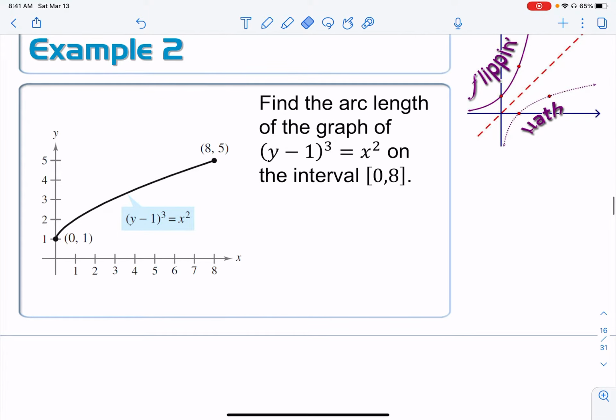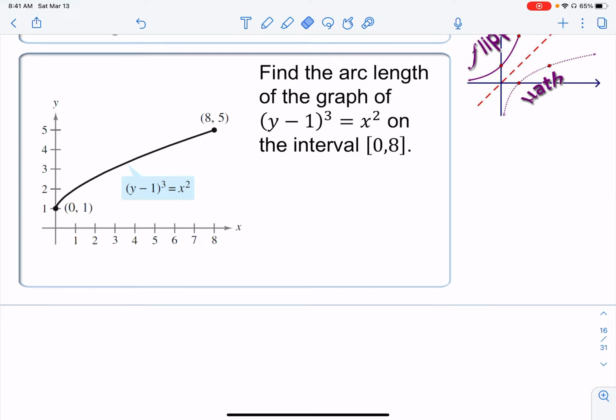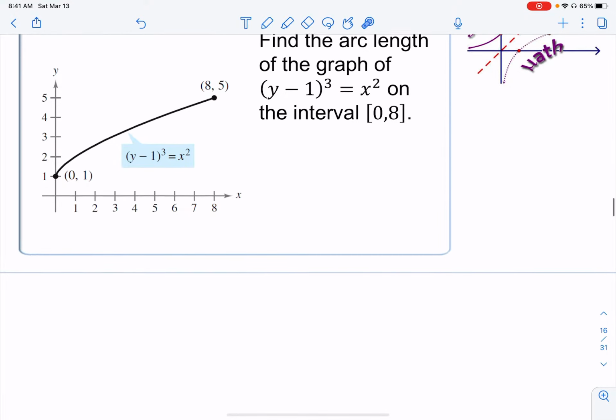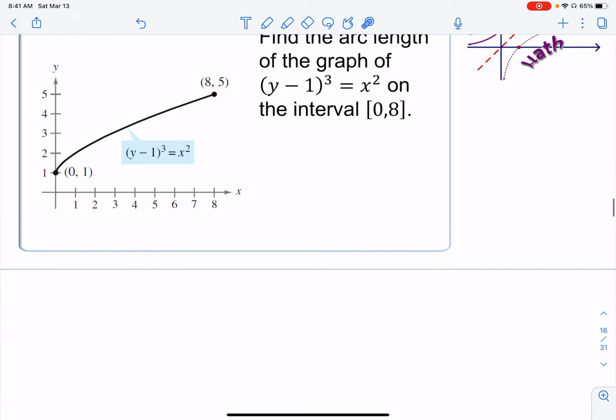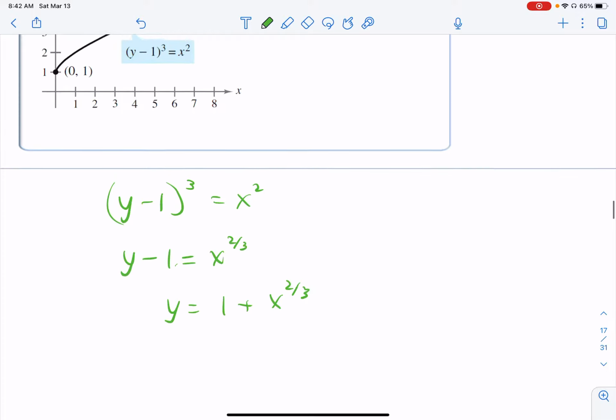So let's take our implicitly defined function on this closed interval and see if we can get an explicitly defined equation. If not, we may have to switch strategies. I've got y minus 1 cubed is equal to x squared. Take the cube root: y minus 1 is equal to x to the 2/3, and then add our 1, so we have y equals 1 plus x to the 2/3. Okay, so we are in business.